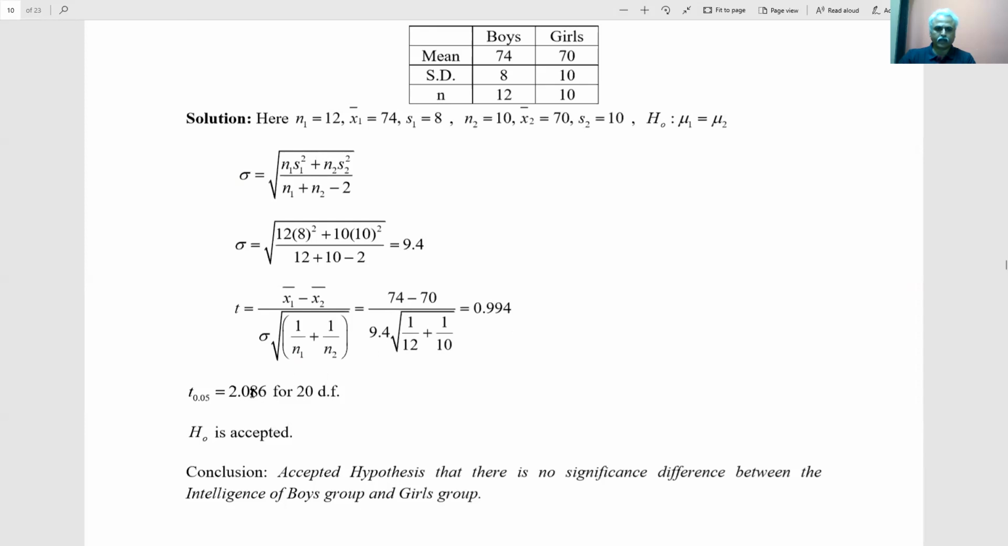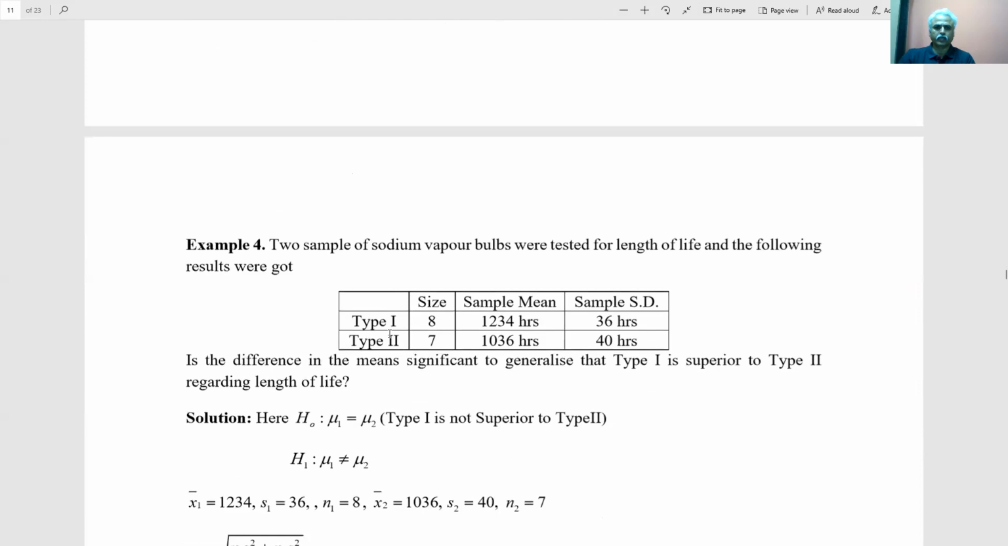If it is less than the table value, the hypothesis is accepted. Then there is no significant difference between the intelligence level of the group of boys and the group of girls. On the other hand, suppose because of other data this would have been 5.6 or something like that, then the t calculated will be greater than the t table value. H0 will be rejected. Then we reject the hypothesis. Opposite of the hypothesis we have to write: instead of no, you should write there is significant difference between the intelligence of boys and girls. I'll go to the next example, a very similar example.